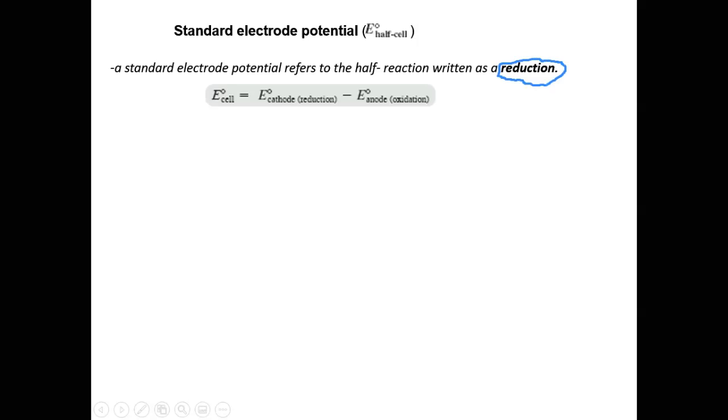So how do we determine the E of cell? Well, we take the E of cathode reduction minus the E of anode of oxidation. But this is what you have to remember, that the standard electrode potential refers to the half reactions written as reduction. So what you have to do is either you can rewrite this.